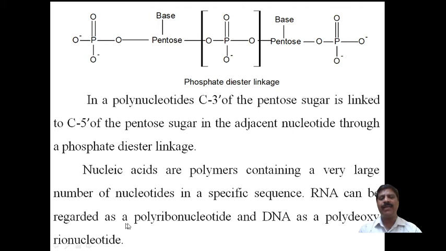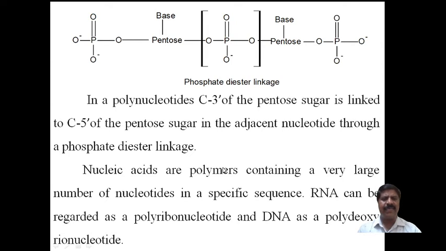RNA can be regarded as a polyribonucleotide, and DNA is called a polydeoxyribonucleotide. Here there are two types of linkage based on the pentose sugar. If the pentose sugar is ribose, as in ribonucleic acid, it becomes a polyribonucleotide, and this is found in RNA only.